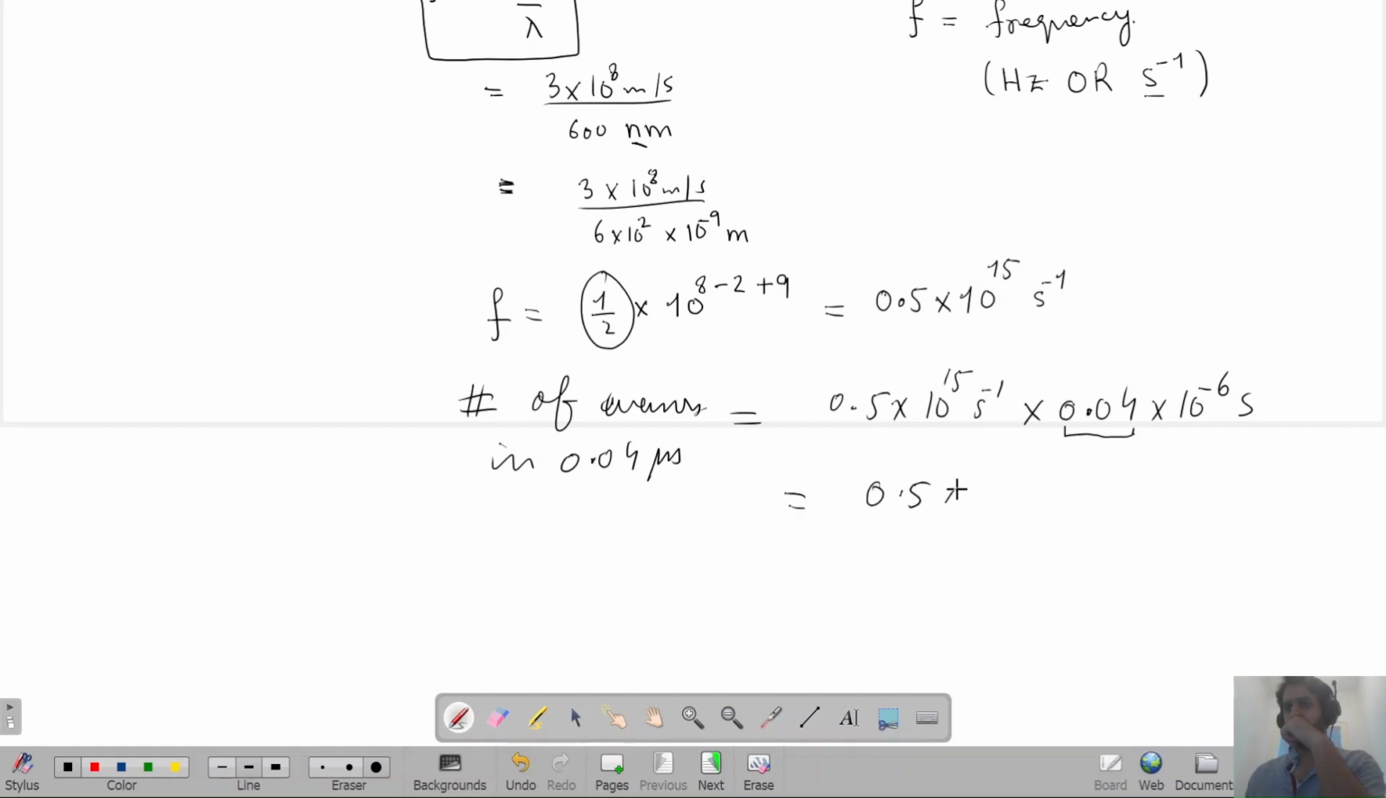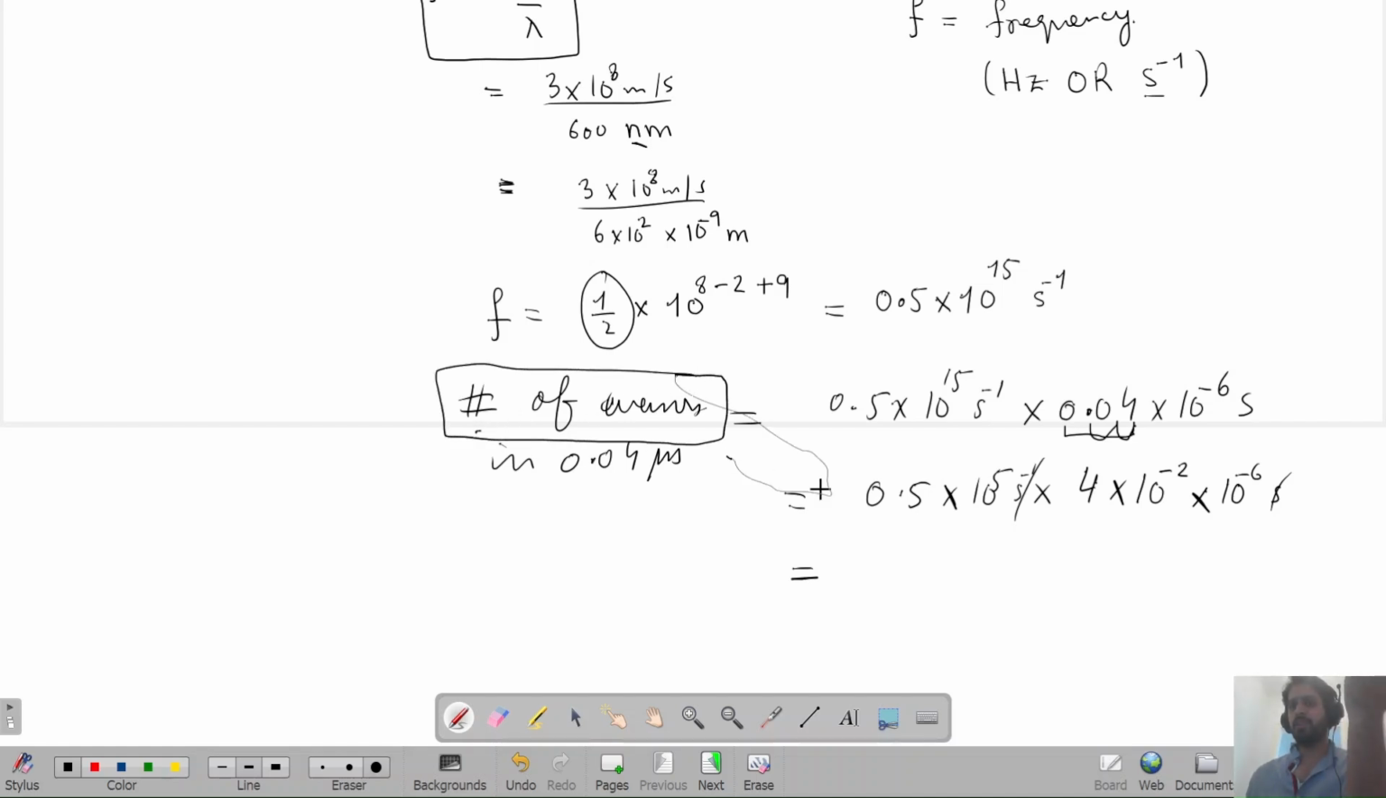And you can see I can also work with this number so that I don't have to use my calculator. I can write 0.5 times 10 to the 15 times, I can move this decimal point 2 places, write it as 4, and then compensate for moving the decimal point by writing 10 to the negative 2, and then this 10 to the negative 6, which is coming from microseconds, right? And here I have inverse seconds, and here I have second. You will see that these units will also cancel. So second inverse and second both are canceling, which we need, because we are just calculating the number of waves, right? So number of waves will be just a number. We don't need any units with it.